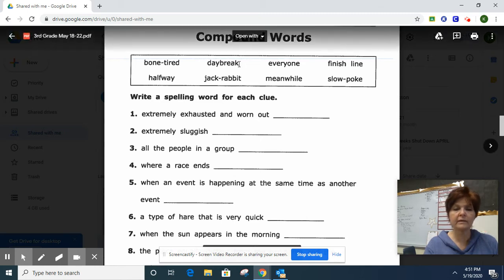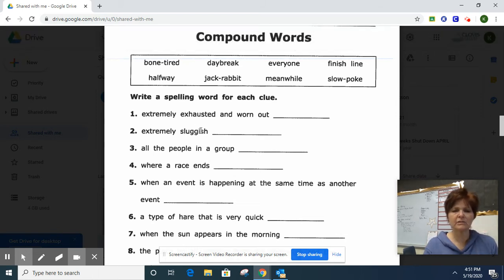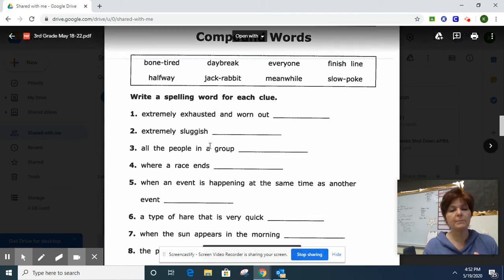Okay. Extremely exhausted and worn out. What do we think that is? Probably bone tired. I see that word tired. That's my clue. Extremely sluggish. That means like, it could also mean tired, but like hard to wake up. Probably a slowpoke. That's my best guess. All the people in a group. That's going to be everyone.